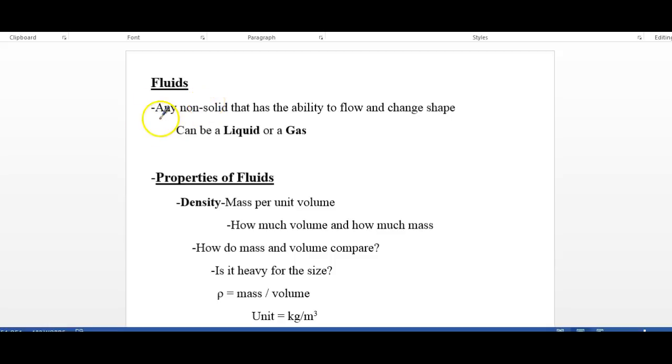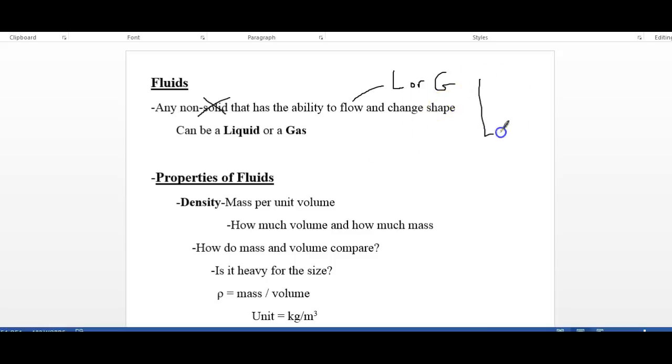Now you can see here, a fluid is any non-solid, so it cannot be a solid, that has the ability to flow and change shape. So we know this ability to flow, that's either a liquid or a gas, because they can flow, right? We can pour something out of a glass, water can flow, but so can a gas. You might not have thought of this before, but a gas can also have flow, and a gas always changes shape, and so does a liquid.